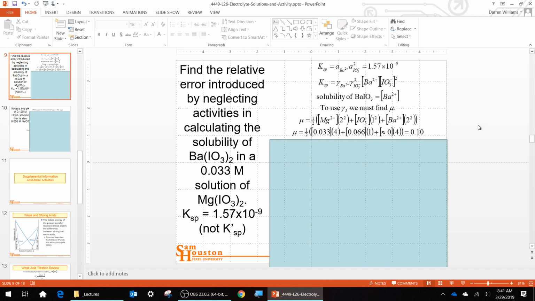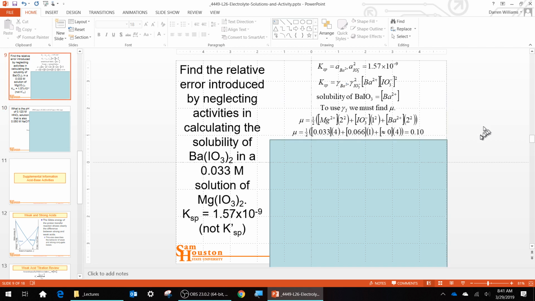And then you get to the end and you see how big it is and you go, was that a good assumption or not? If you get to the end and it was 0.1, that was a bad assumption to call it 0. But it's not going to work out that way because it's such a small Ksp, 10 to the minus 9. So the concentration of barium times the concentration of iodate plus some modifications is going to give us a number that's 10 to the minus 9. So it's going to be a small number.